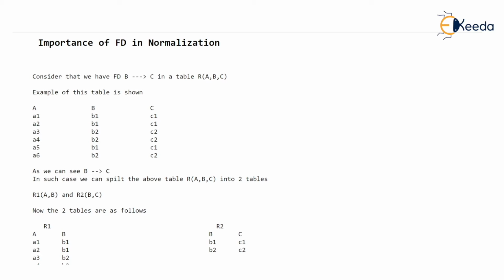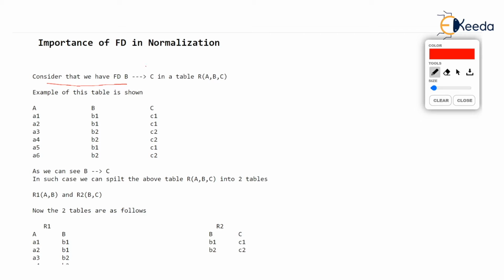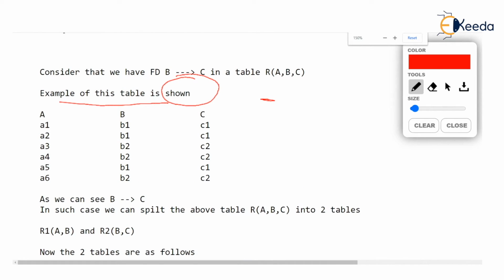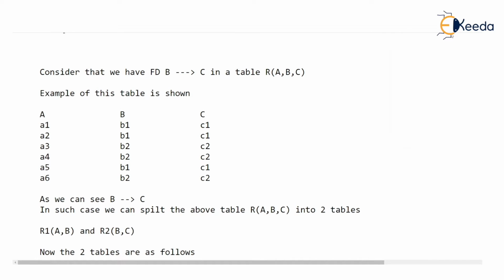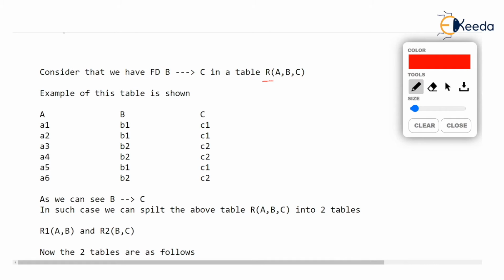Why we are learning this? What happens if something determines something? Let's consider an example. You will like this. Just watch. Suppose that we have an FD B determines C. Imagine, in a table, the name of the table is R. I'll just increase the font. Okay. This seems good. Suppose I have a table R. Name of the table is R. Three attributes are there, A, B, C, or three columns, and we have been told that B determines C.